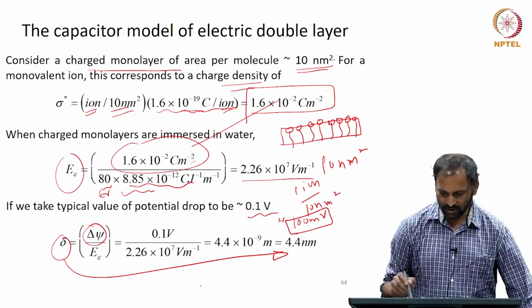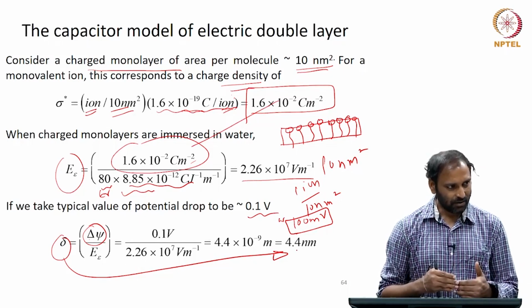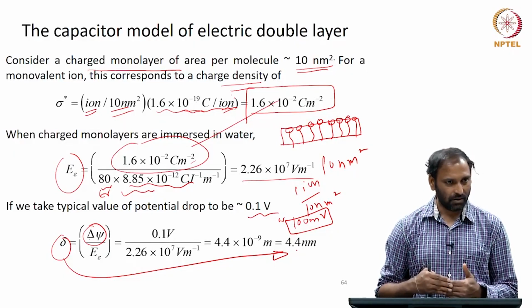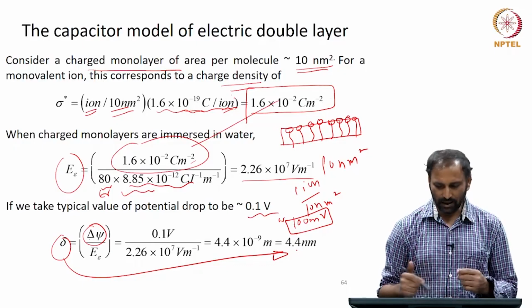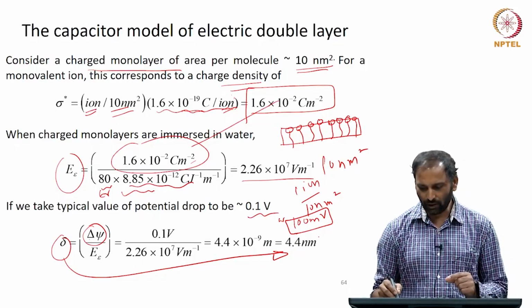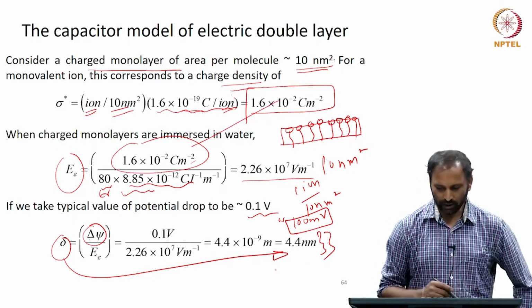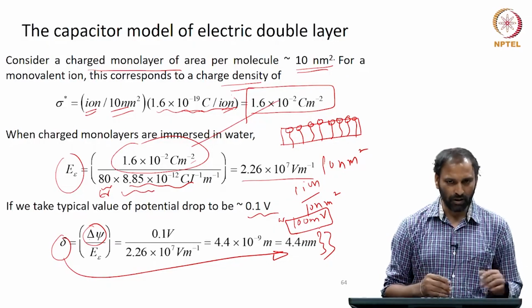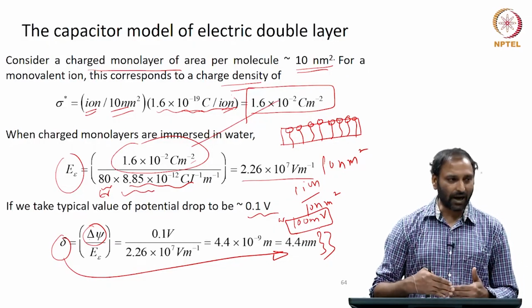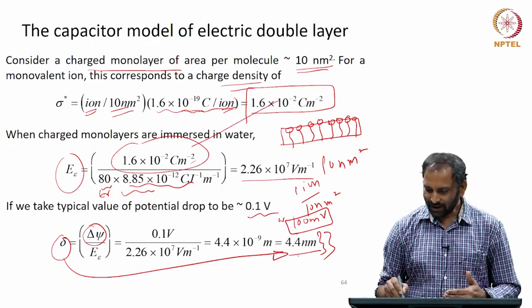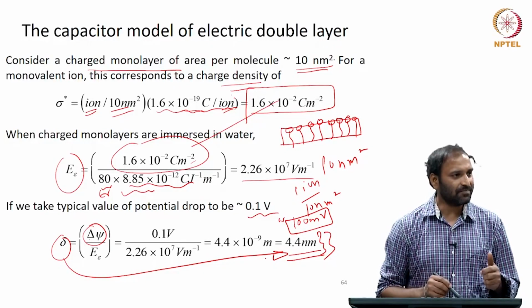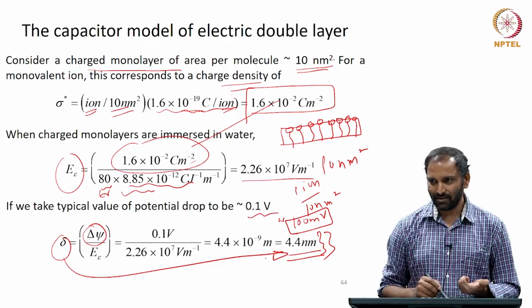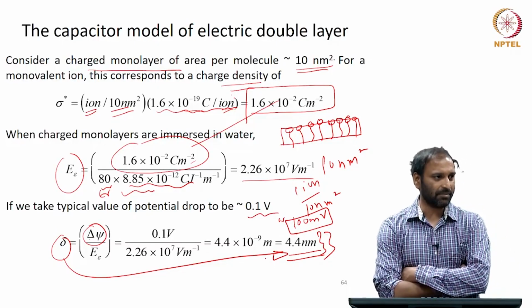Because we are assuming that the counter ions are directly bound to the particle surface, the thickness of the double layer one can think about is of the order of 4.4 nanometer in this particular example. Therefore, in the capacitor model we should assume the electrostatic interactions. In a way, this tells you something about the range of distance over which the electrostatic interactions are operative. Can I make that statement?